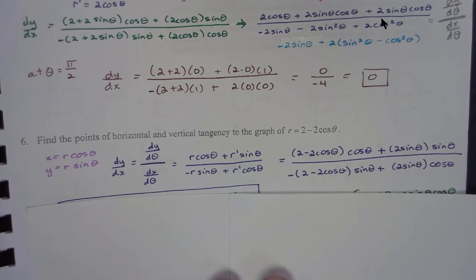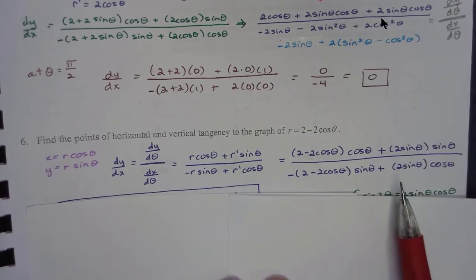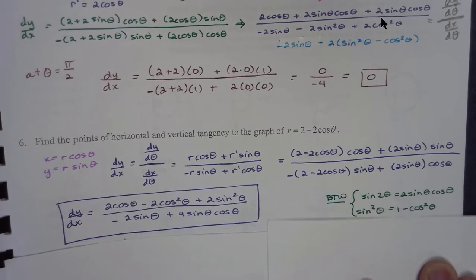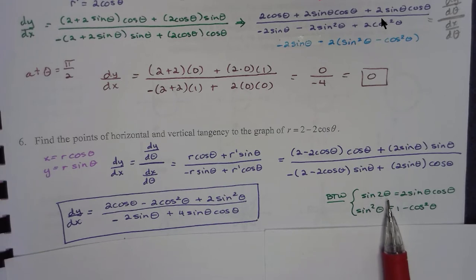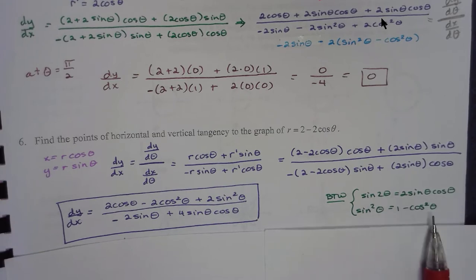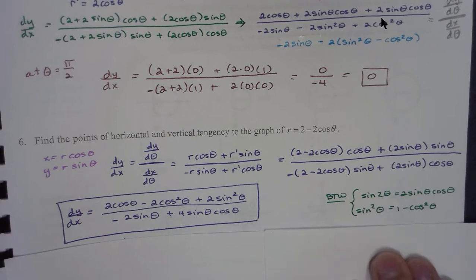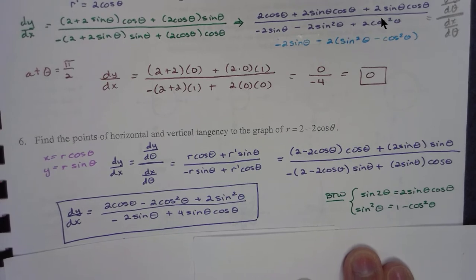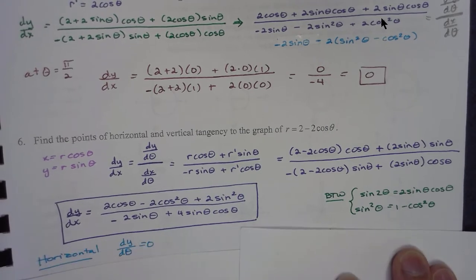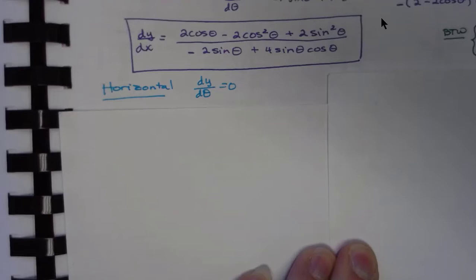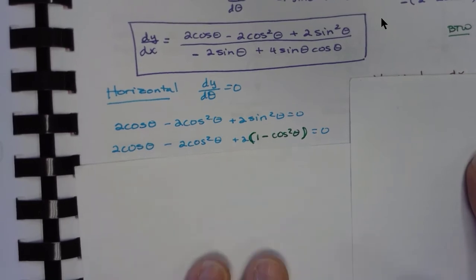Now we can do our work to get this. So here is dy dx, simplifying it out. By the way, let's remember sine of 2 theta is 2 sine theta cosine theta, and sine squared of theta is 1 minus cosine squared theta. That could be useful somewhere. Okay, horizontal means the derivative is 0. So that's where the numerator is 0 and denominator is not. So setting the numerator equal to 0 and doing the necessary work, let's get one function, use a Pythagorean substitution.